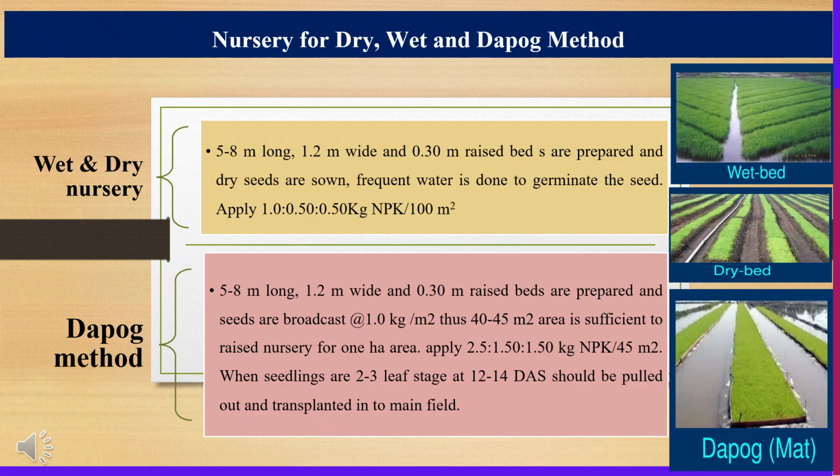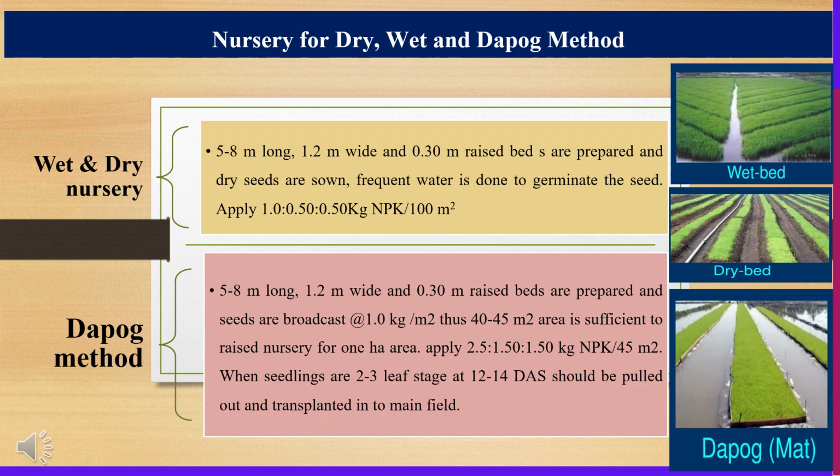Dapog nursery method. In the dapog method, raised beds of the same dimensions, 5 to 8 meter long, 1.2 meter wide, and 0.30 meter high, are prepared, and seeds are broadcast at a rate of 1 kg per m². This requires about 40 to 45 square meters of nursery area for raising seedlings for 1 hectare of paddy. Fertilizer is applied at a rate of 2.5 kilograms nitrogen, 1.50 kilograms P2O5 and 1.50 kilograms K2O per 45 square meters to provide the necessary nutrients.